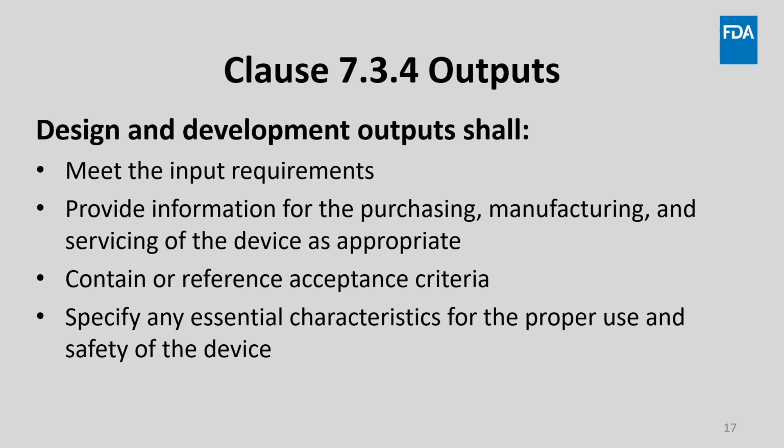Design outputs and their records are the results of the design and development effort at each stage and at the end of the total effort. They must be suitable to show the inputs meet the outputs, as confirmed during design verification, and be approved prior to release. They provide information for purchasing, production, and service of the device as appropriate, contain or reference acceptance criteria, and specify essential characteristics for the proper use and safety of the device. Last, you must maintain records for design outputs.